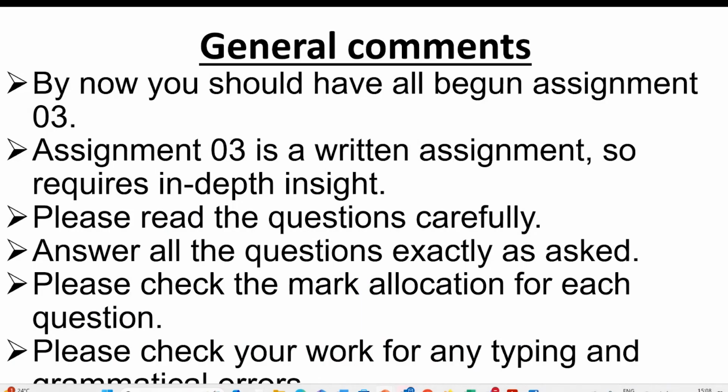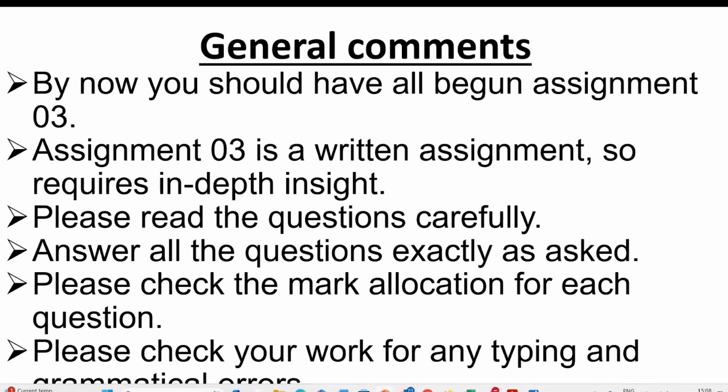Just as a recap, we did discuss this last week, but hopefully by now you should have begun Assignment 3, which was opened up immediately after Assignment 2 was due. It is also a written assignment, so please, it is lengthy. Don't wait for an hour before the due date and then start to complete it. You need to take your time. Read the questions carefully, answer exactly as asked.